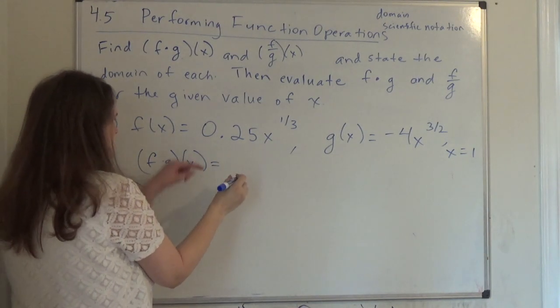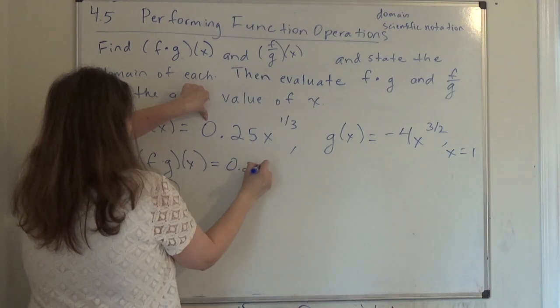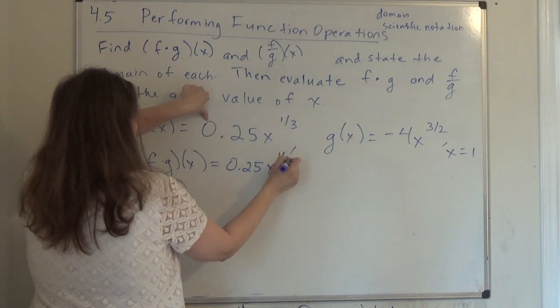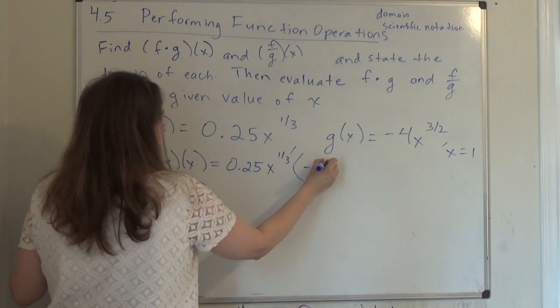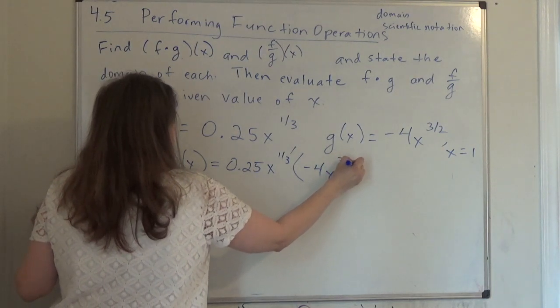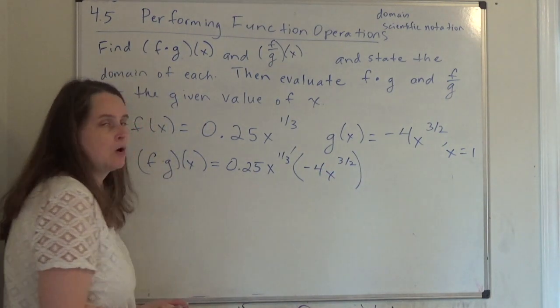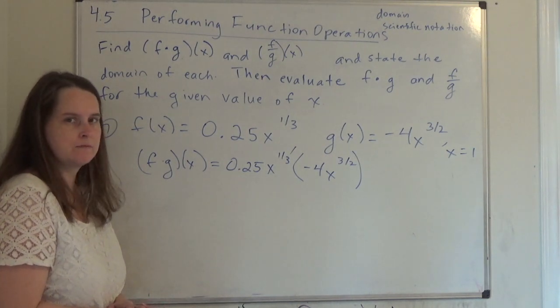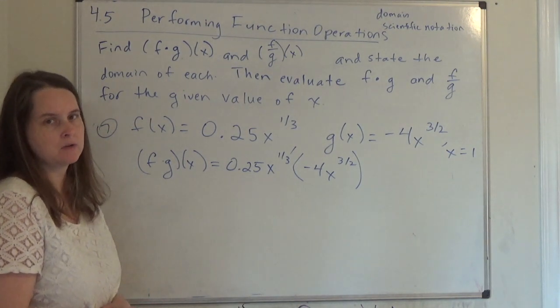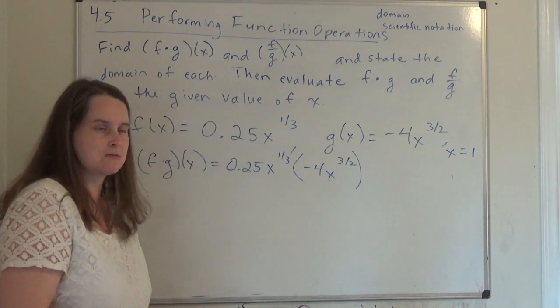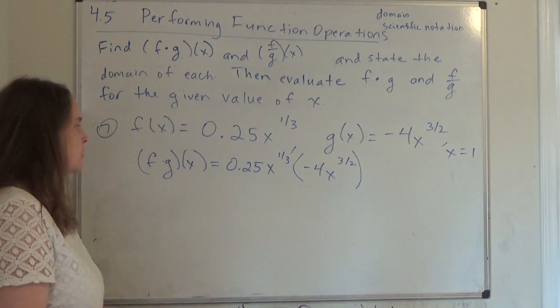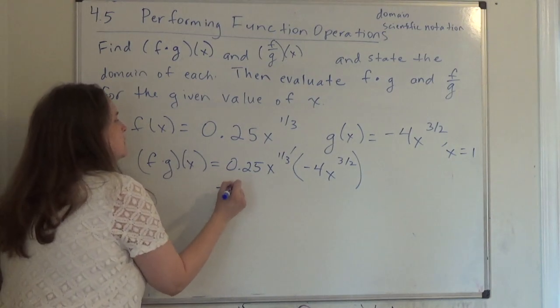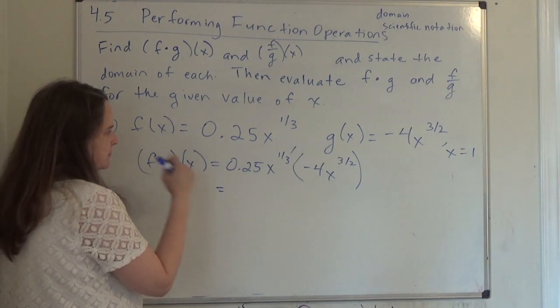So we're going to do 0.25 x to the 1/3 power times negative 4x to the 3/2 power. Now, because you're multiplying these, be careful. If you have multiple terms, you may end up having to FOIL, or you might have several steps for multiplication, just depending on the problem you're working with. So I'm going to multiply these.